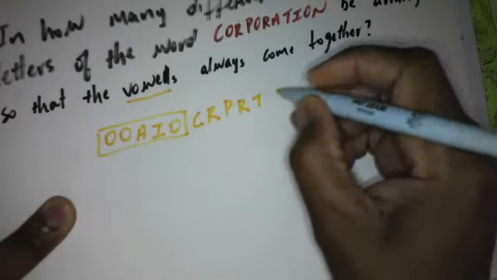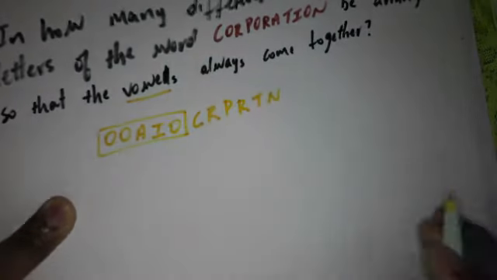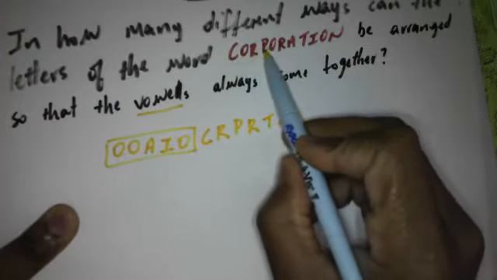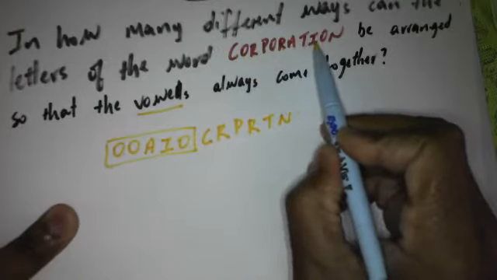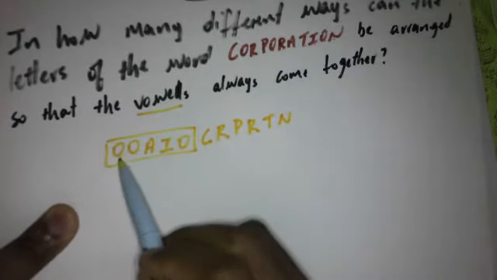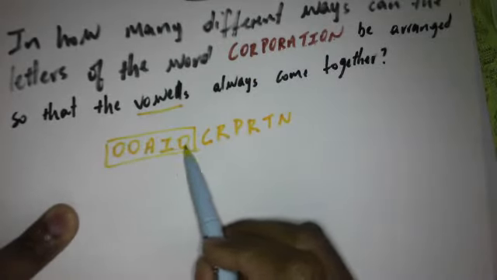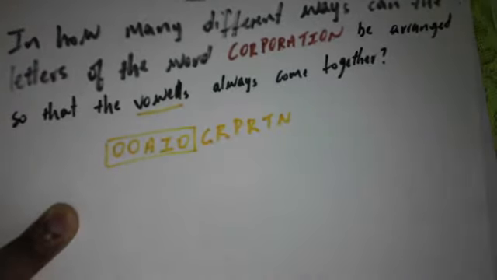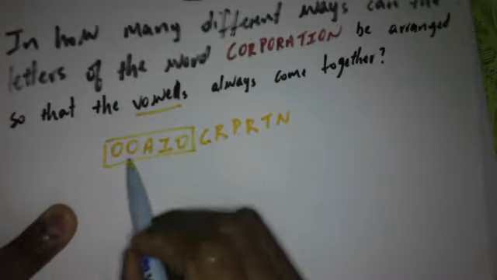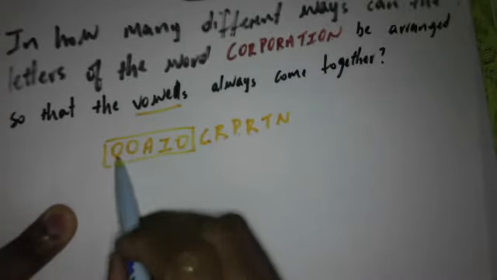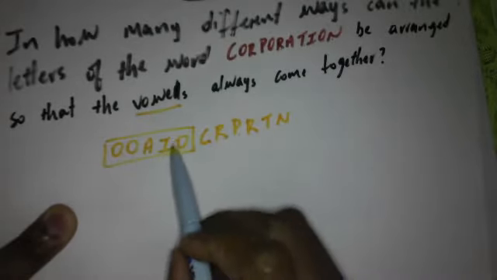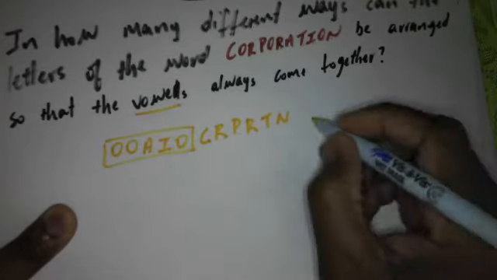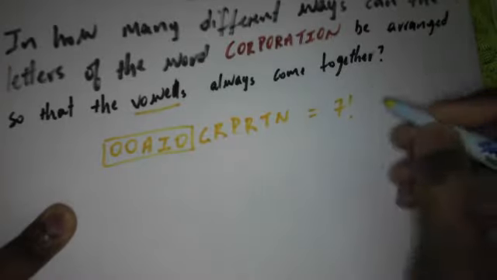Now the other letters would be C, R, P, R, T, N. So let's see how many letters we had before. 1, 2, 3, 4, 5, 6, 7, 8, 9, 10, 11. Good. So we are okay. All right. So all of this in the box, these are considered to be one letter. So it would be 1, 2, 3, 4, 5, 6, 7. So this would be 7 factorial.